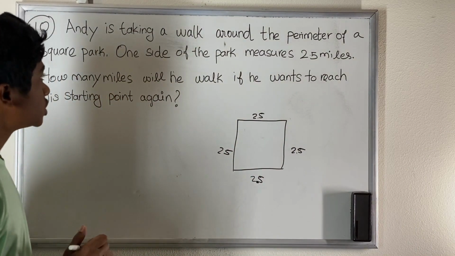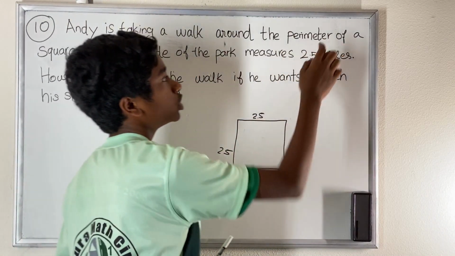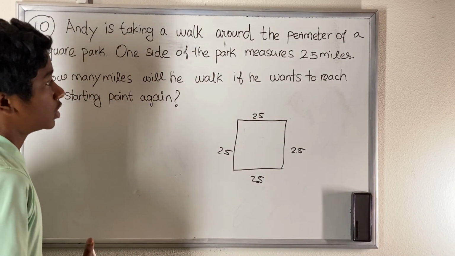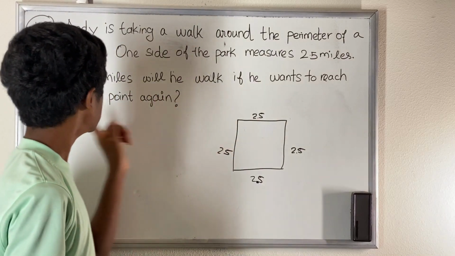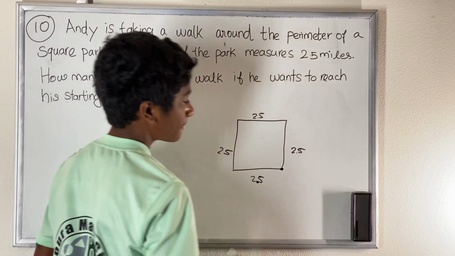Okay, so it says Andy's taking a walk around the perimeter of a square park. So the word perimeter hints at the fact that we're supposed to find the perimeter of the square. And so the question is, how many miles will he walk if he wants to reach his starting point again? So let's take his starting point to be right here.